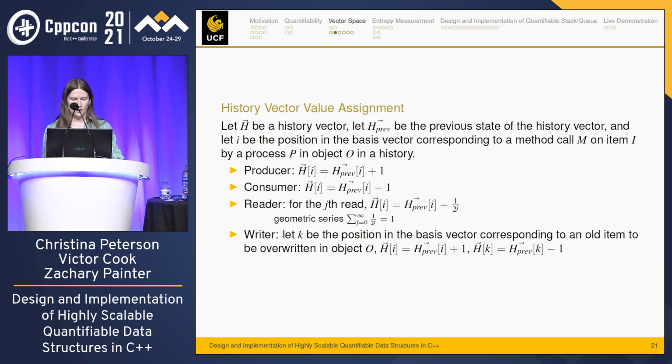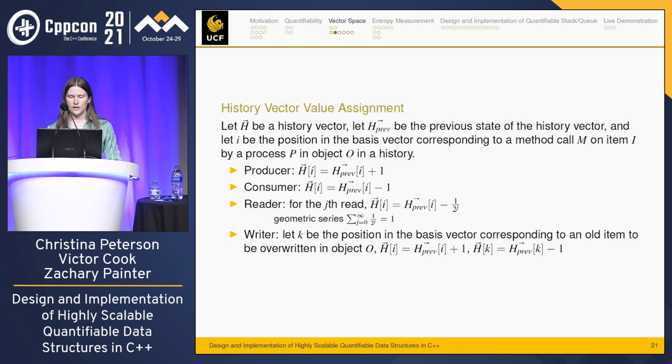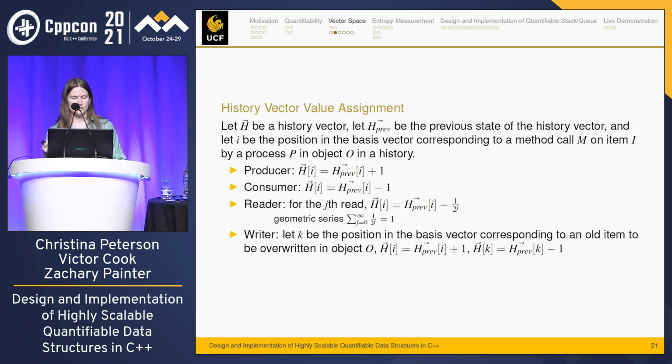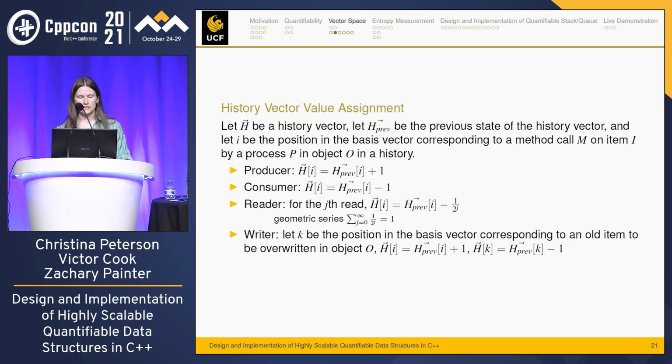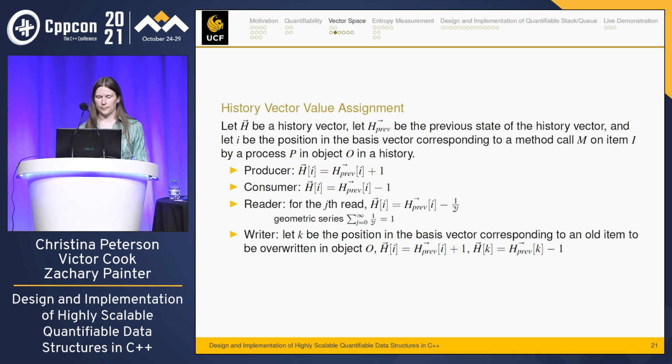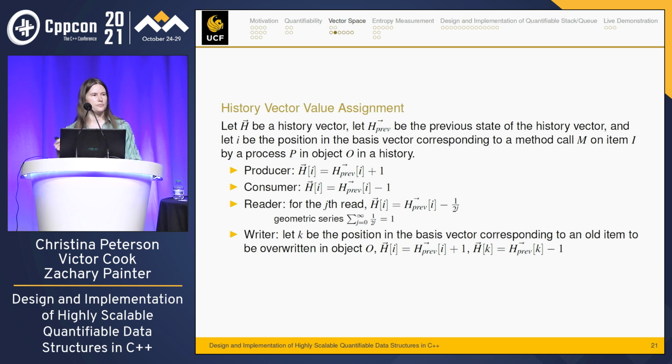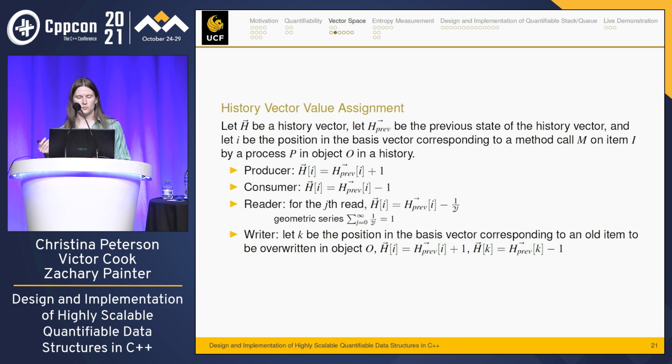And so now for the readers. The readers don't change the state, but they do access it. The way that we measure this is by the geometric series 1/2 to the j, where j is the jth read. We subtract 1/2 to the j, and what happens is as we add up the readers, they're never going to quite reach 1.